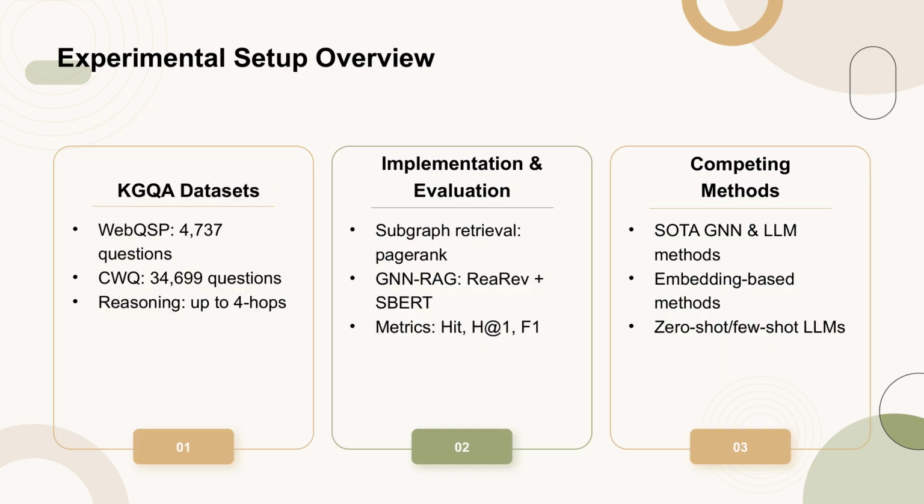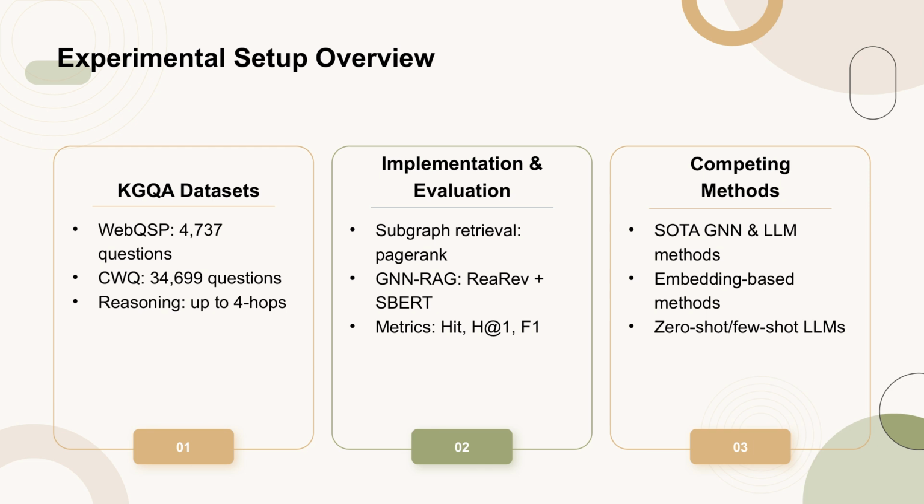In this experimental setup, we utilize two key datasets for KGQA, Web Questions SP, WebQSP, and Complex Web Questions, CWQ. WebQSP consists of 4,737 questions requiring up to 2-hop reasoning, while CWQ includes 34,699 questions with up to 4-hop reasoning.